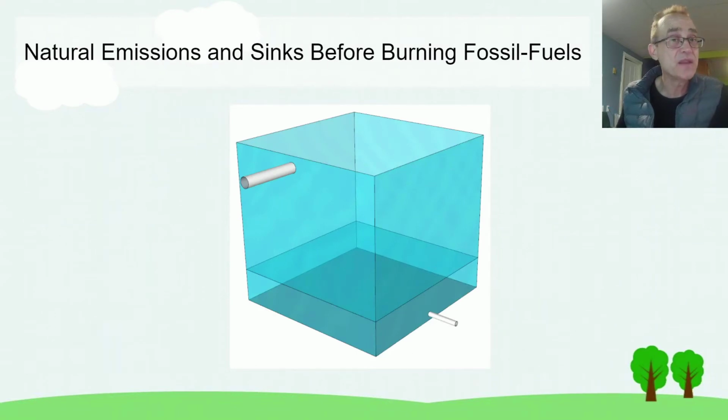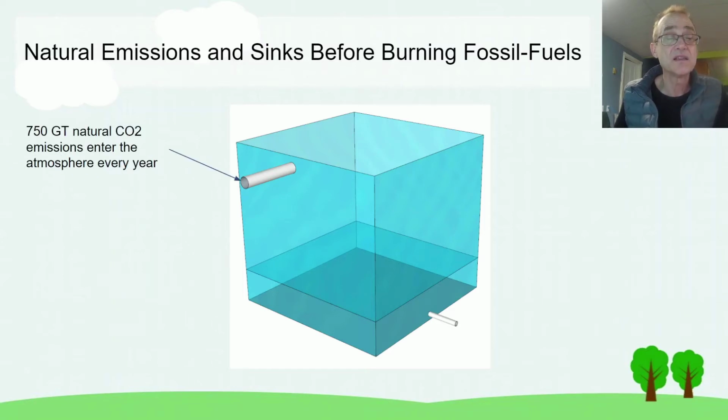Scientists estimate that there are 750 gigatons of natural carbon dioxide emissions per year. Before burning fossil fuels, carbon dioxide emissions and sinks were equal, and as a result, the atmospheric carbon dioxide levels remained constant at about 280 parts per million. Let's look at the model again in this light.